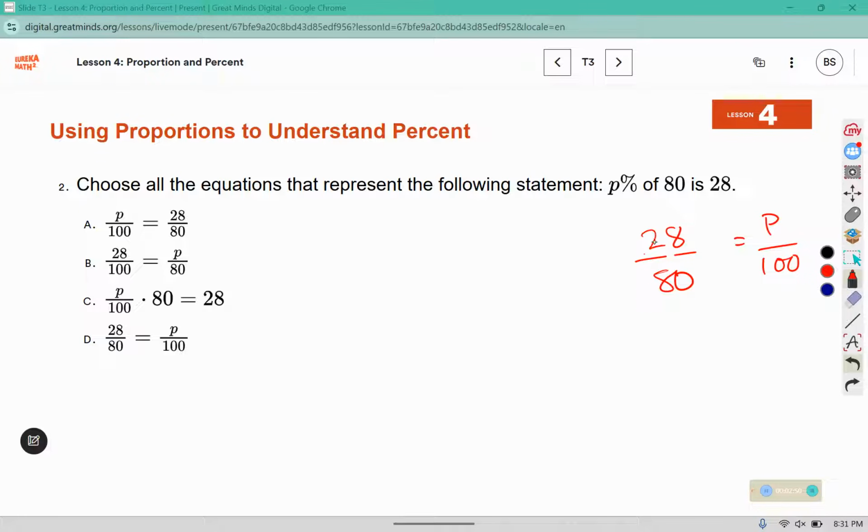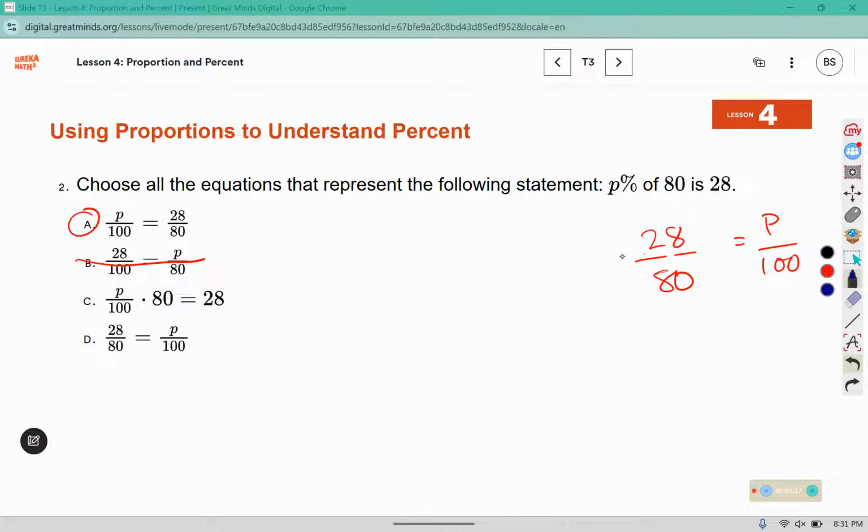I see 28 over 80 here, and P over 100 here, so A is true. Here I see 28 over 100 and P over 80. We can't just swap those around. That is not a true statement.